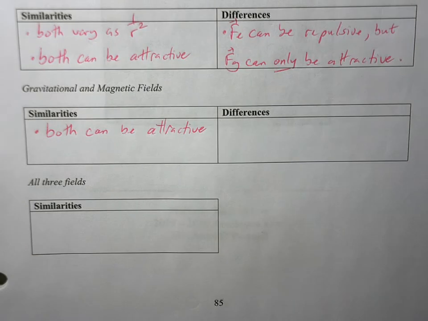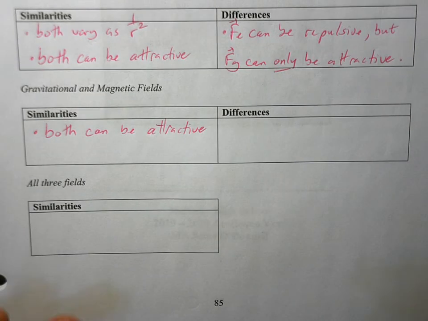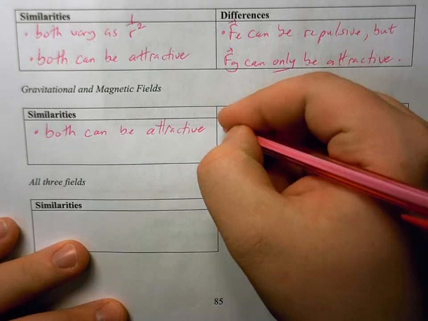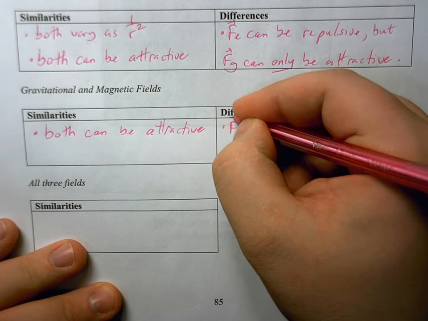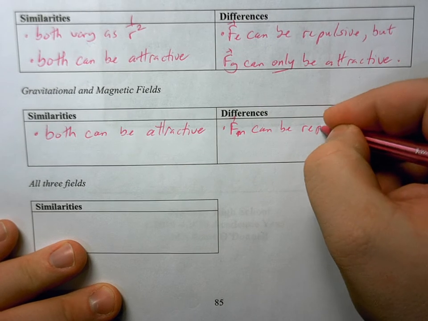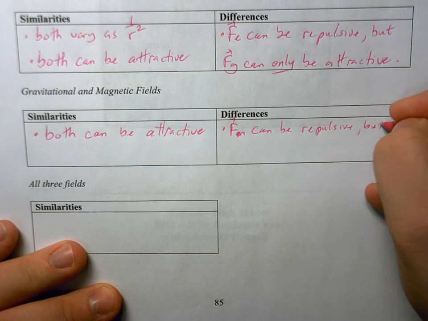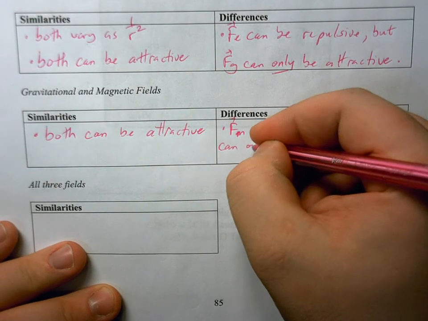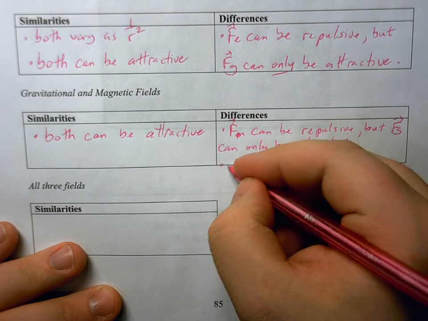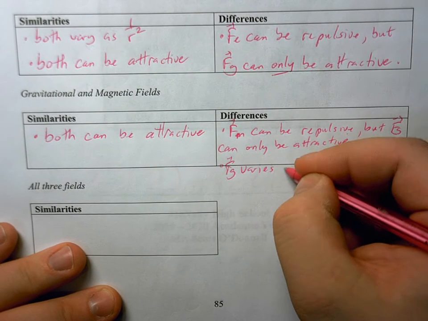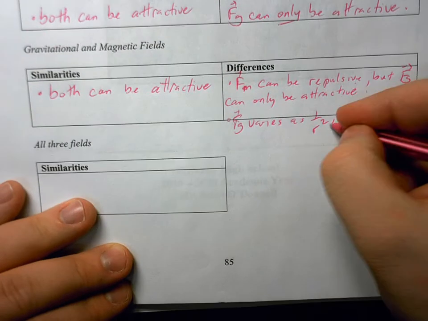And in terms of differences, there's two things we can put. Again, Fg varies as 1 over r squared. Fm does not do that. We also know that the magnetic force can be repulsive, but the force of gravity is strictly an attractive force. So Fm can be repulsive, but Fg can only be attractive. And as I said, Fg varies as 1 over r squared, but Fm does not.